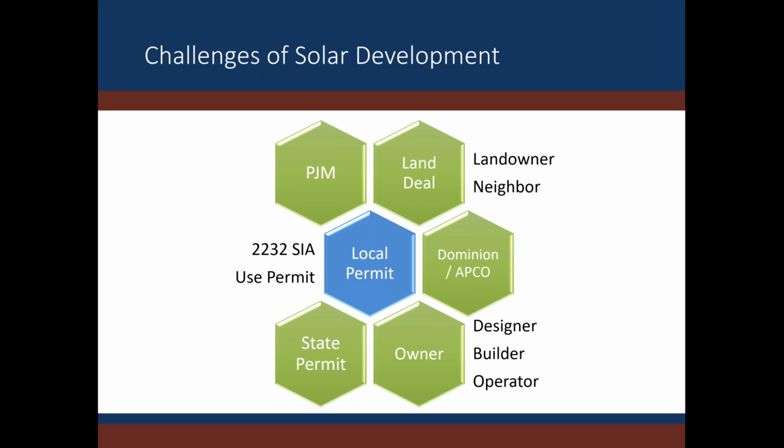Notifying PJM gets the project in a long queue for a power study that might not happen for another 3 to 4 years. So a lot of these things are happening concurrently, and many times they are all happening before the applicant notifies the local government.